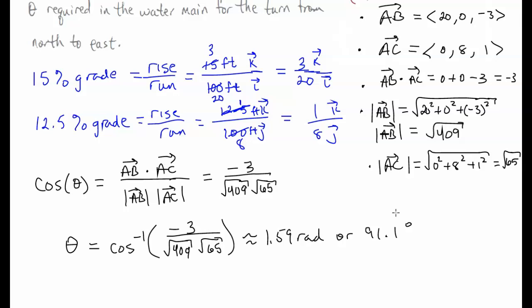But again, this is just an example. The main thing was to try to communicate to you how to work this problem, to figure out when they're talking about 15% and 12.5% grades, what does that actually mean, and apply that to trying to find this angle by using what we know about the dot product.